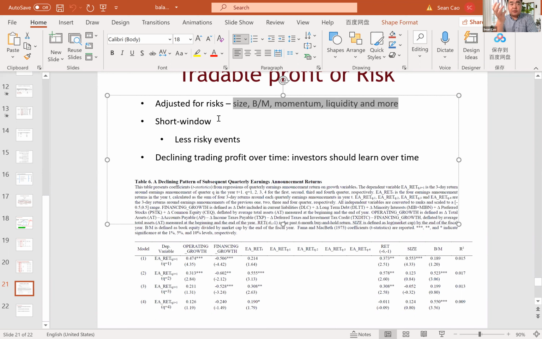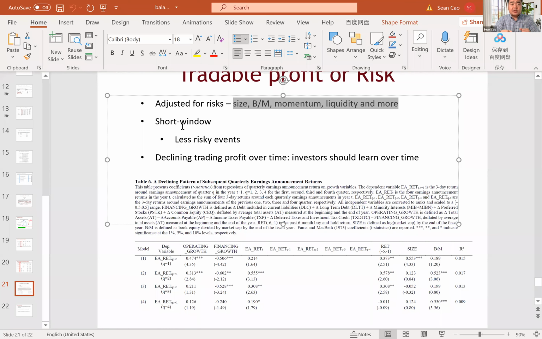We have several ways to do that. The first is the short-term window. We just discussed, right? If you have a high percentage of return from a short window, that gives us more confidence. In our case, it's 1% over 4%, so 25% from the short window. It's a very strong pattern that the profit can be obtained in 3 days around the earnings announcement. So the short window can give you confidence this is tradable profit, not risk, because there are fewer risky events in the short window. That's one way.